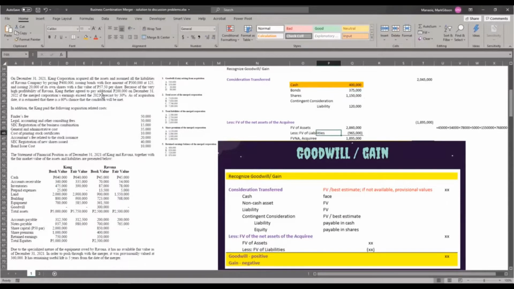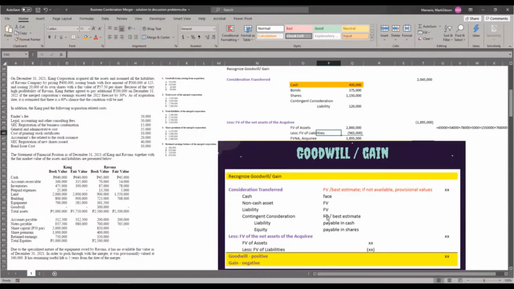And then finally, there's contingent consideration. So sabi dyan, Kang agrees to pay additional 200,000 pesos. So una nating i-alamin, is it a contingent liability or equity? So sabi natin, if it's payable in cash, it's liability. So the contingent consideration here is payable in cash amounting to 200,000.